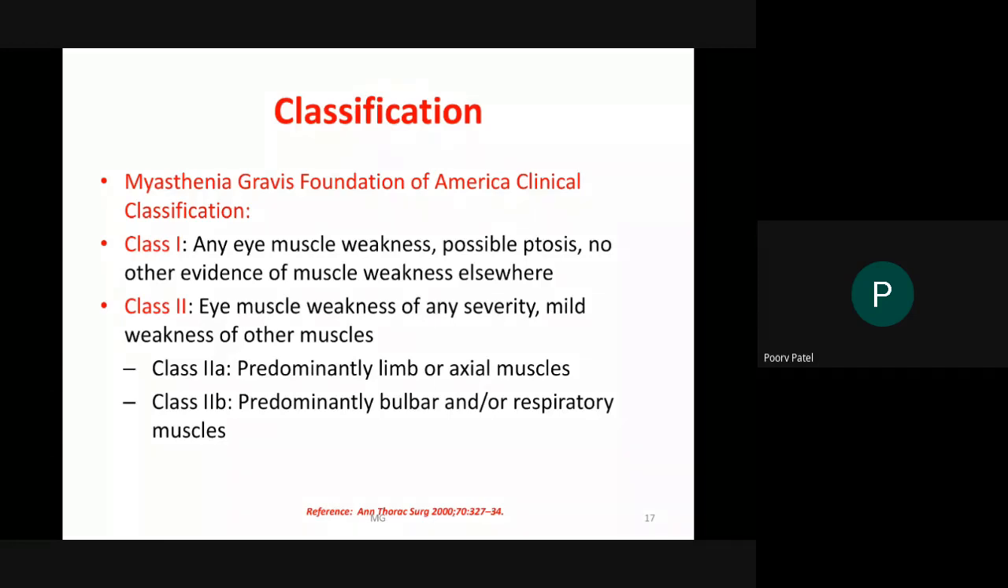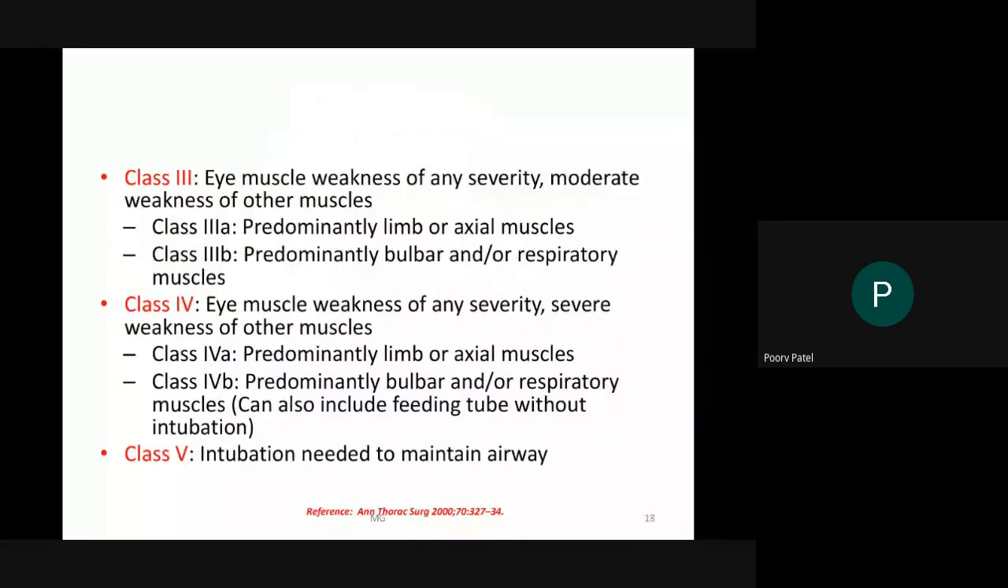Class 2: eye muscle weakness, severe or mild, with mild weakness of other muscles. Again, there are 2 further classifications, 2A, predominantly limb or axial muscles, and 2B, predominantly bulbar and respiratory muscles. Whenever we speak the term bulbar, it is always related to the lower 4 cranial nerves. If limb or axial muscles, specifically shoulder and hip musculature, are affected, we can say it will be class 2A. 2B if there is respiratory muscle involvement and bulbar involvement.